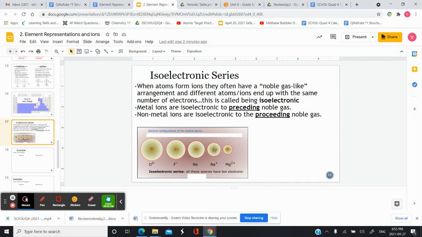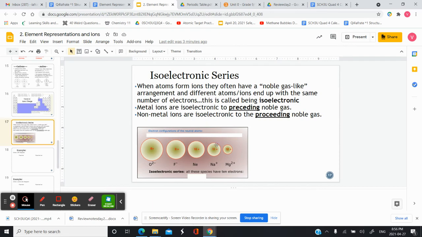Sodium had 11 electrons, but it lost 1 from its 1 valence shell. And so now when it becomes an ion, there's 10 electrons like neon. Magnesium had 12 electrons, but to become stable, it lost 2. And when it loses 2, it has 10 electrons like neon. So this series of substances, ions, and elements are isoelectronic to each other. The negative ions, the anions, are isoelectronic to neon, and the cations are isoelectronic to neon as well.